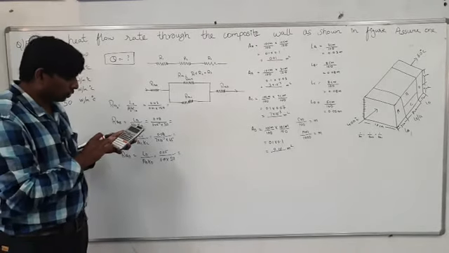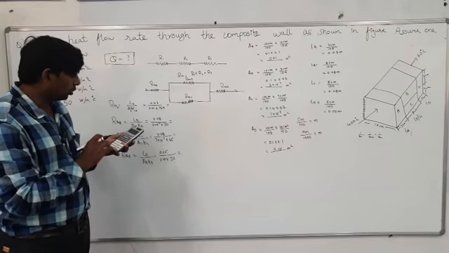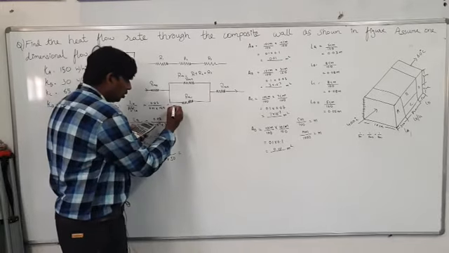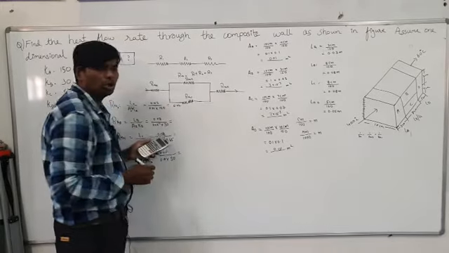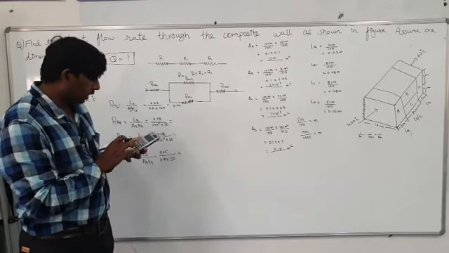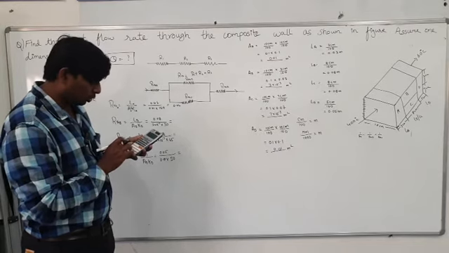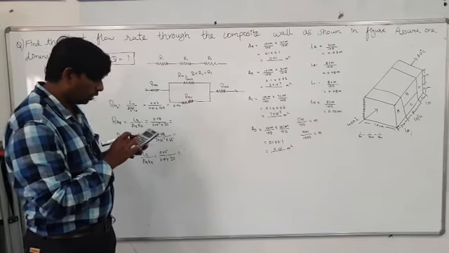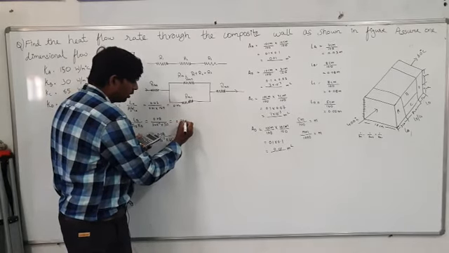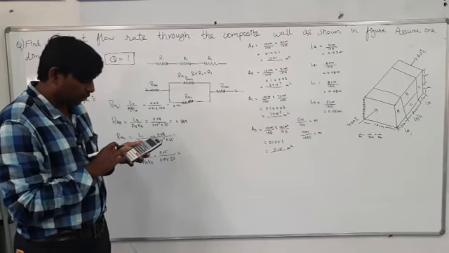So in that you have to substitute 0.03 by 0.01 into 150. So here you got some value, that is 0.02. How much you got? 0.02. Next value, 0.08 by 3 into 10 to the power of minus 3 into 30. How much you got? 0.889.